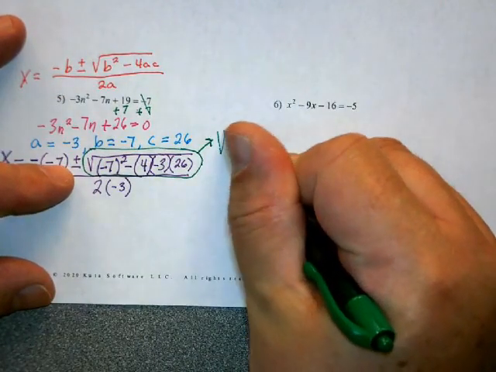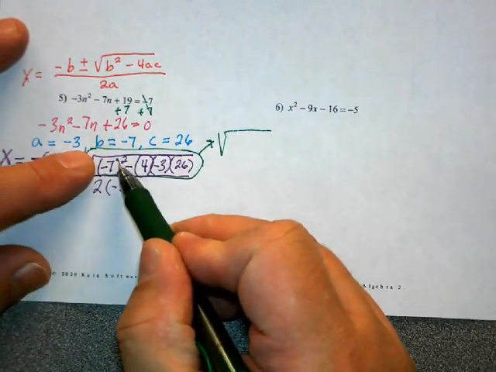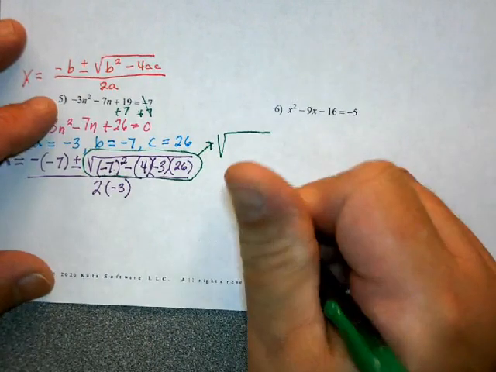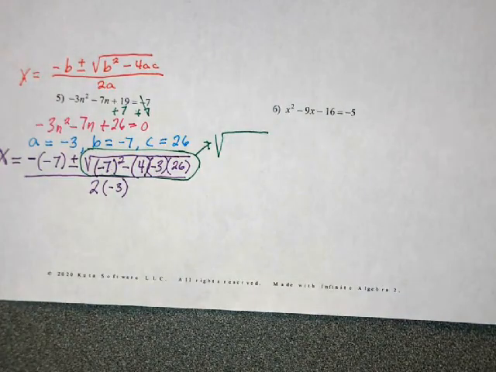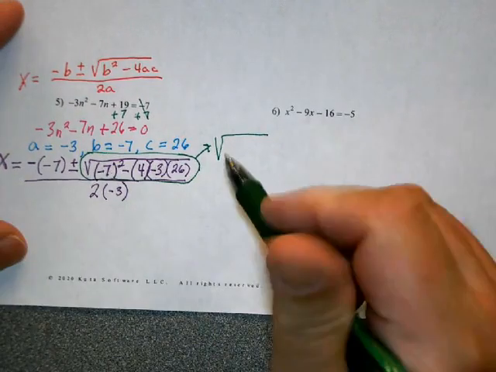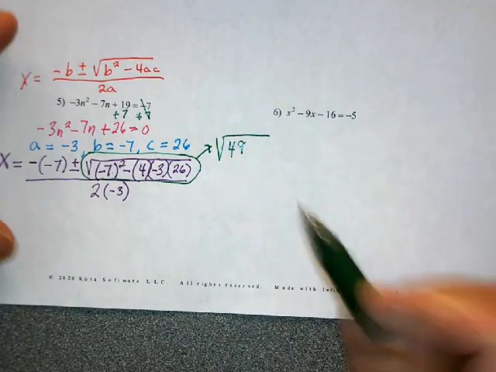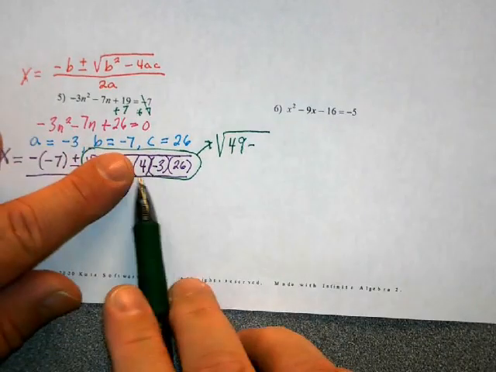So I have the square root of negative 7 squared. Again, if you're using your calculator, make sure you're putting that negative sign in parentheses. So I have 49 minus, well, let's see. This I'm going to put in the calculator.